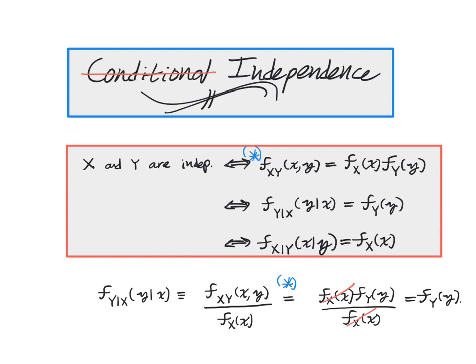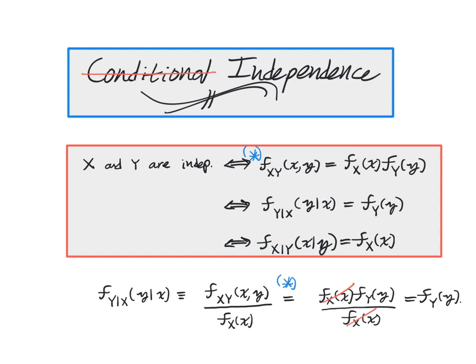We could have used very similar reasoning to show the calculation for the conditional density of x given y, and indeed, if you replace probability density functions with probability mass functions, all of these calculations will go through for discrete random variables as well.